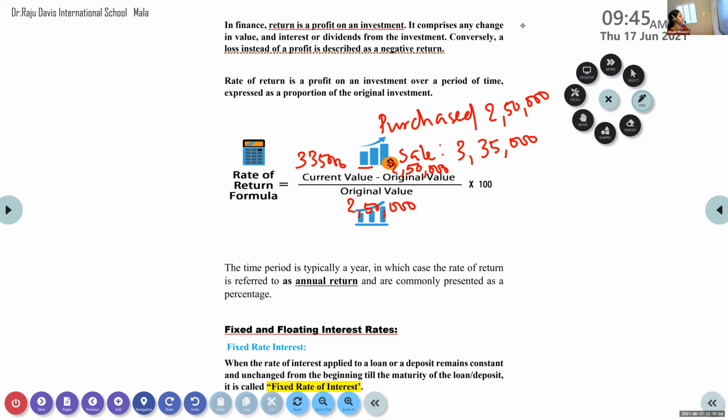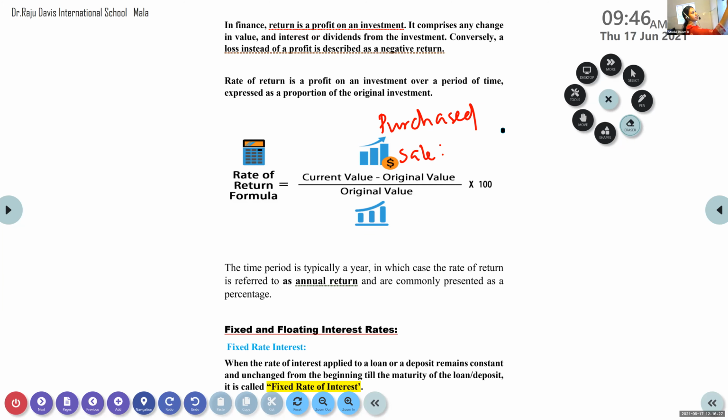Anila, right answer, 34%. 34% is the rate of return in this case. And again, suppose the purchased price is 2,50,000.